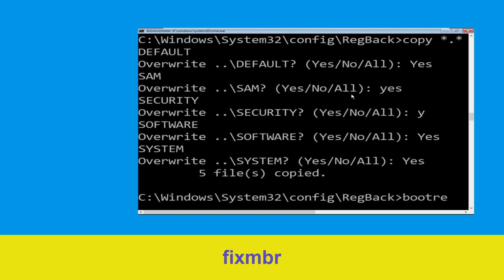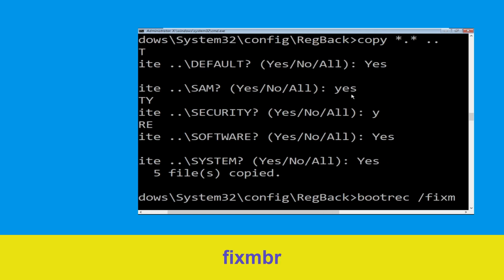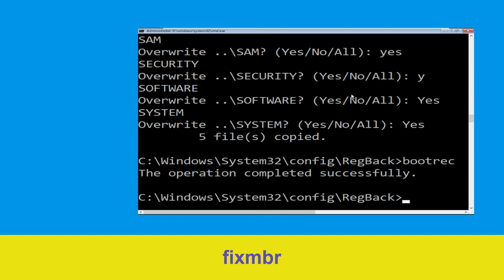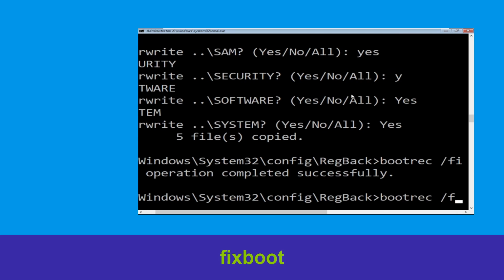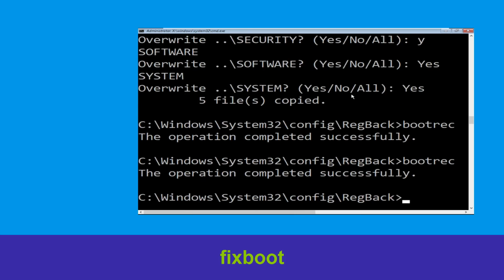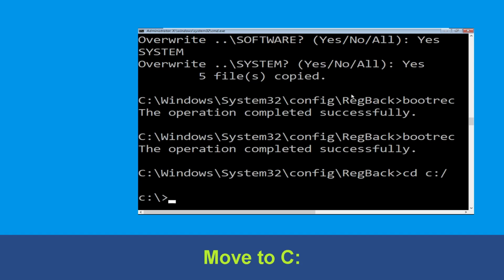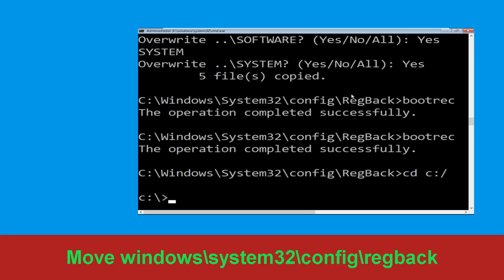Now execute this command. Type bootrec /fixmbr and simply hit enter. Now execute this command. Type in bootrec /fixboot and hit enter. Now execute this command: cd c:\. Now type cd Windows\system32\config\regback and hit enter to execute.